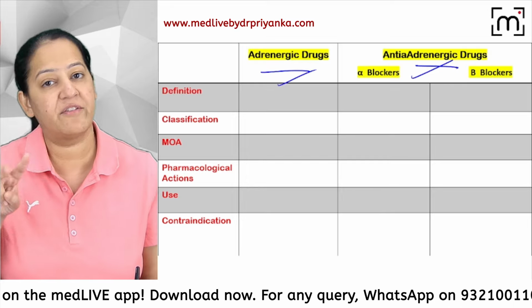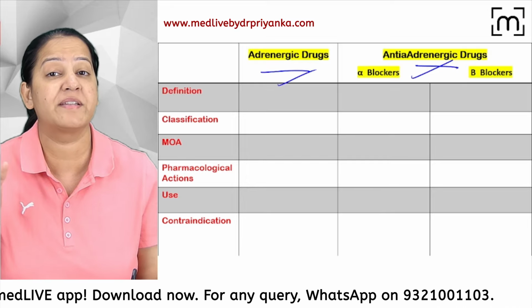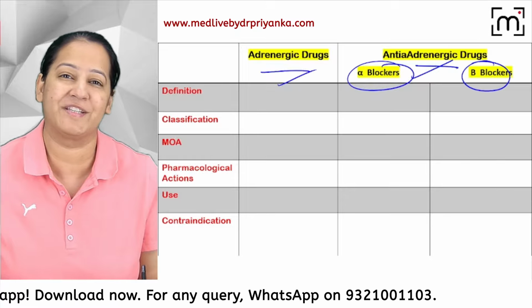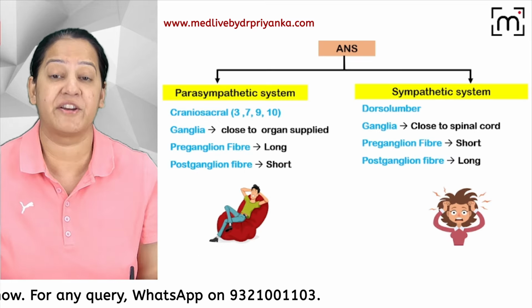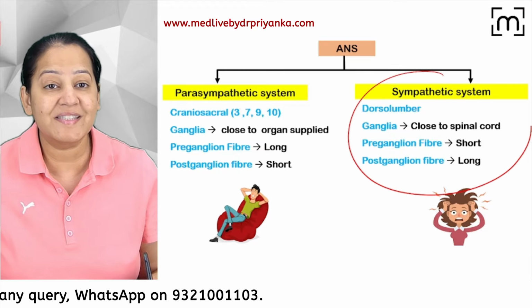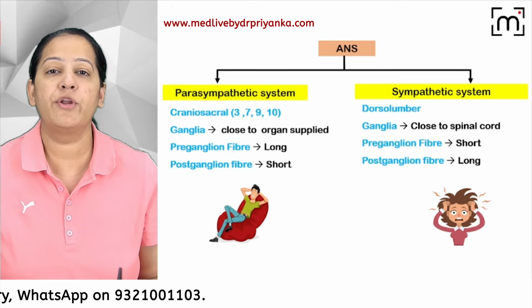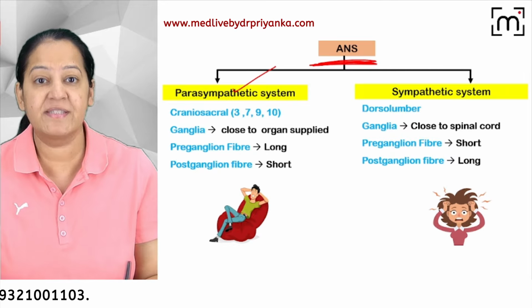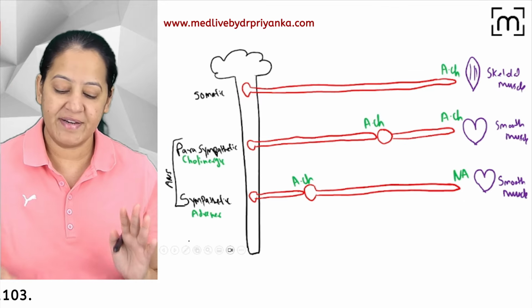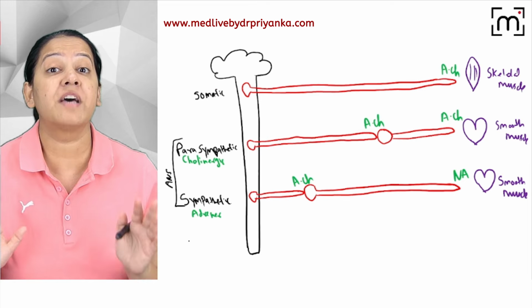In anti-adrenergic drugs, we have to study 2 types of drugs, the alpha blockers and beta blockers. But before understanding adrenergic and anti-adrenergic drugs, you must understand the sympathetic system. As I told you, the autonomic nervous system is of 2 types: the parasympathetic system and the sympathetic system. You can understand in this diagram, all the nerves are motor nerves.